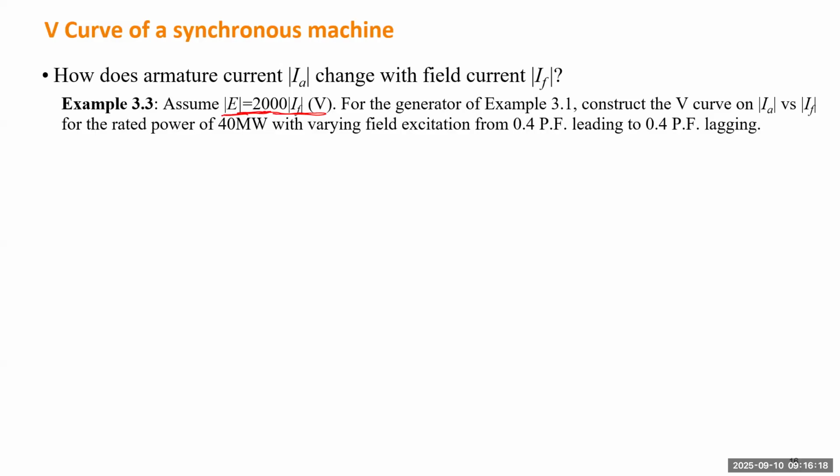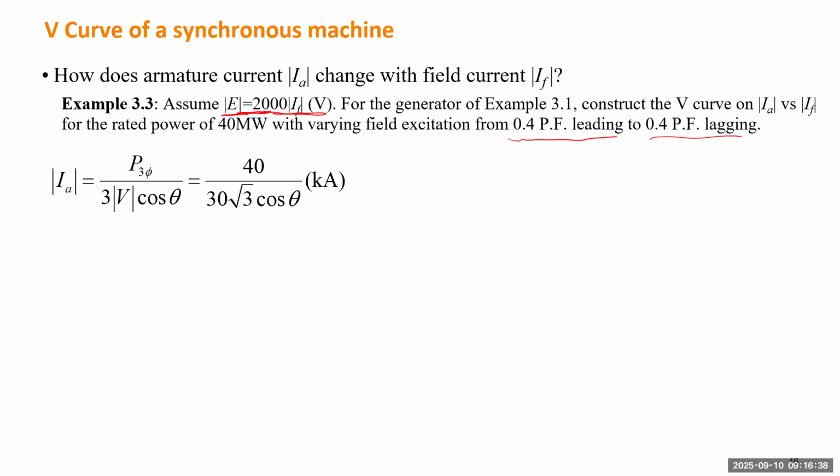So we utilize the same example. We vary the field excitation such that the generator will change the power factor from 0.4 leading power factor to 0.4 lagging power factor. Then we calculate the armature current and draw the curve. The armature current will be the real power divided by 3, because it's a 3-phase generator, and the voltage magnitude, RMS value, and power factor. Here we want to maintain the real power at 14 megawatt.